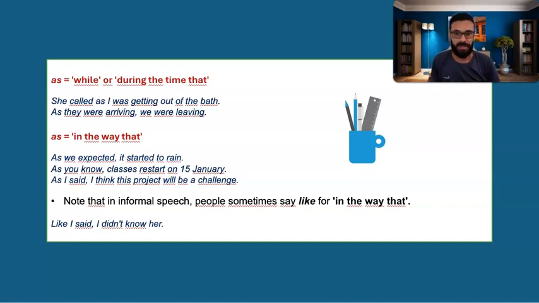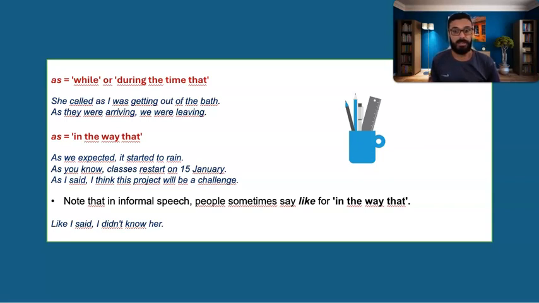As they were arriving, we were leaving. Yeah, the moment or while we were leaving, they arrived at the same time. During the time that we were leaving, they arrived as well. So I use as to communicate this idea, right? As you see in the example.